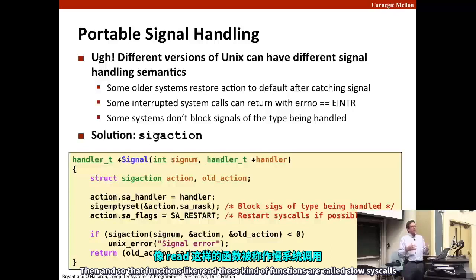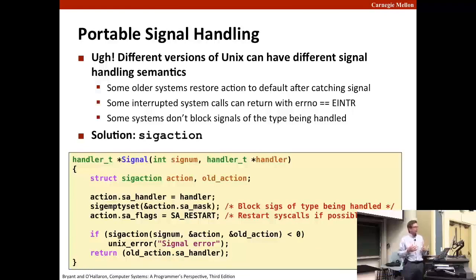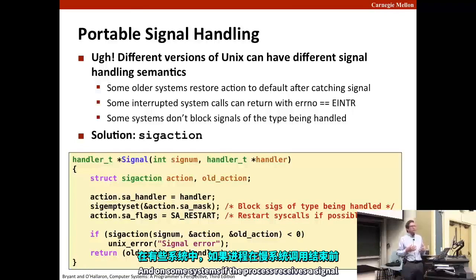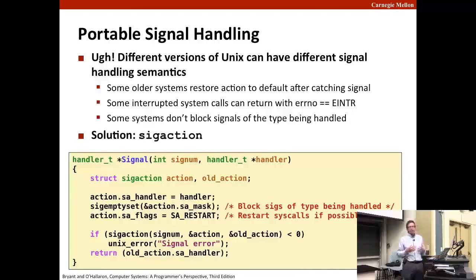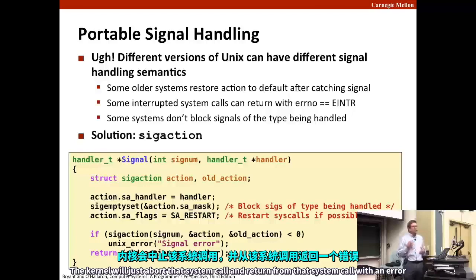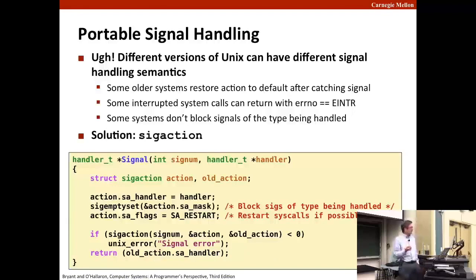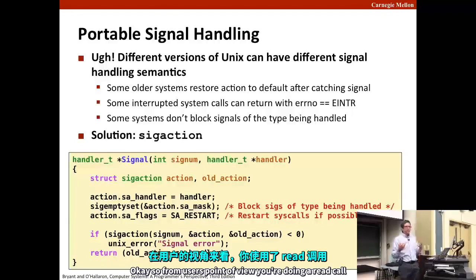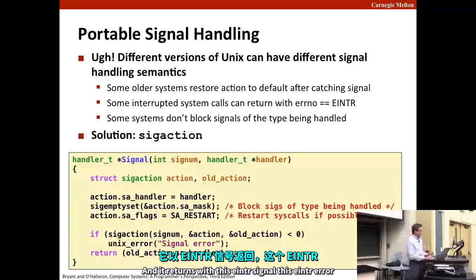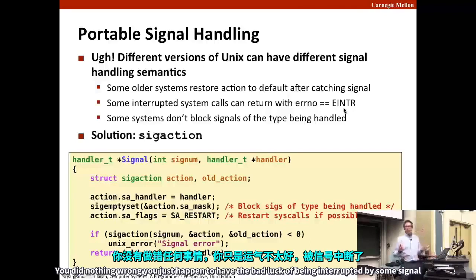So functions like read are called slow syscalls. On some systems, if the process receives a signal before a slow system call has finished, the kernel will just abort that system call and return from it with an error. So from the user's point of view, you're doing a read call, and it returns with this EINTR error. You did nothing wrong. You just happen to have the bad luck of being interrupted by some signal.